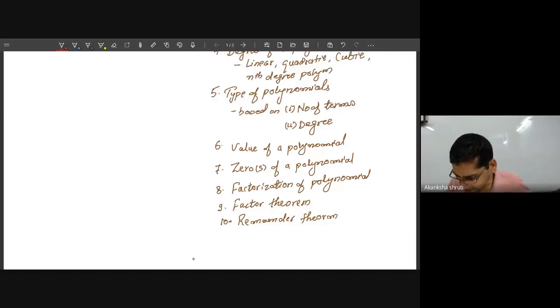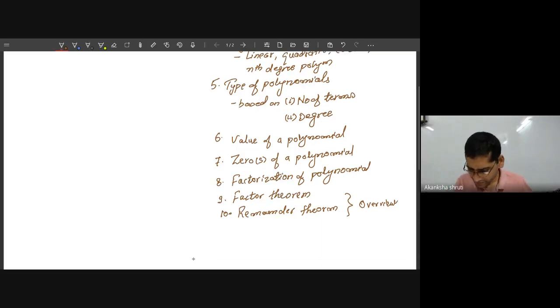Students, this factor theorem and remainder theorem, it is temporarily deleted from your syllabus. So I will just touch this theorem. We will not go in much detail of this. So this is just an overview. What is this theorem?